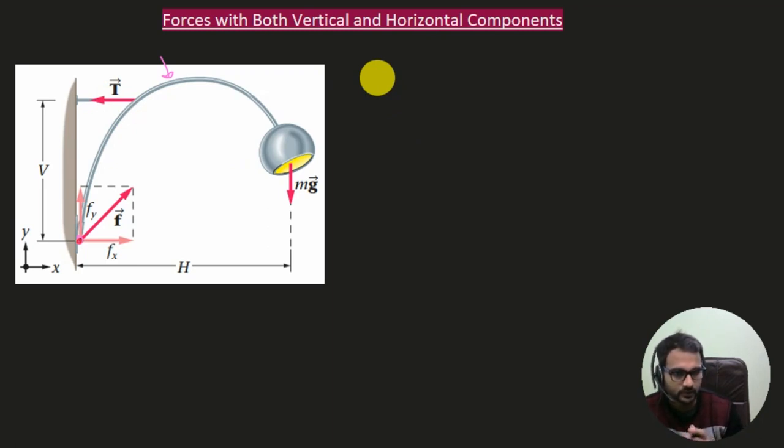Now, if the system is in equilibrium, system meaning this lamp is in equilibrium, then we are asked to find the tension force and the force F. Basically, you have to design the lamp.